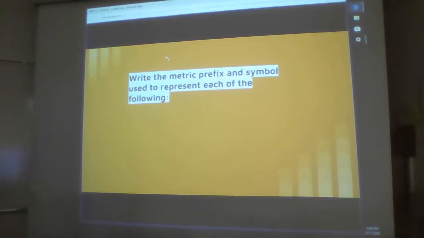Okay, so write the metric prefix and symbol used to represent each of the following. What do I mean when I say metric prefix? At the beginning of this lecture, that's what this is all about. The metric prefix is that word before amp or before volt. So if we want a kilovolt, the prefix is kilo. If we want a millivolt, the prefix is milli. And then what the symbol is for that. Do you remember what the symbol is for micro?